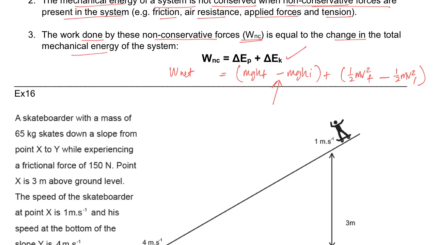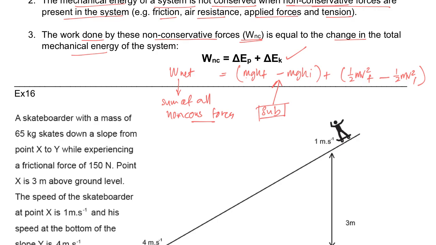But this formula here is where we're going to do all of our substitution, which means I can use this formula to find things like gravitational acceleration, mass, height, final velocities, initial velocities. This W net here is the sum of all non-conservative forces. All right, so this is a lot of theory to work through.